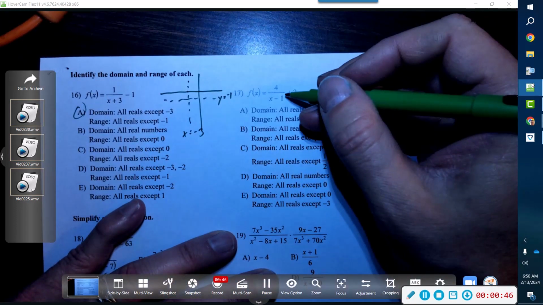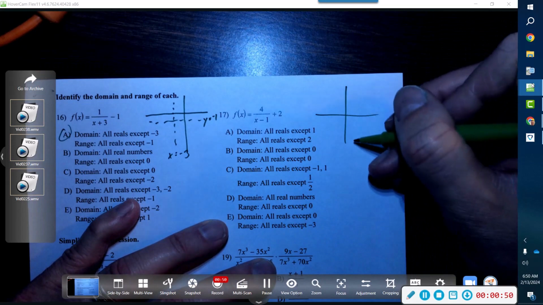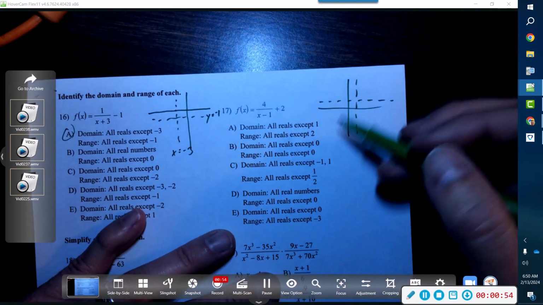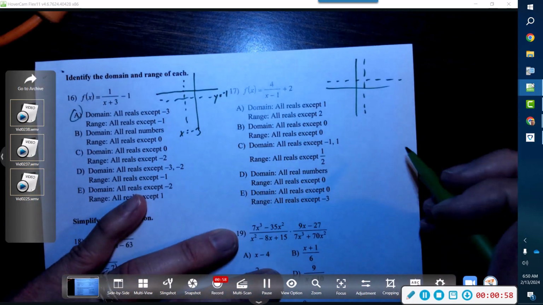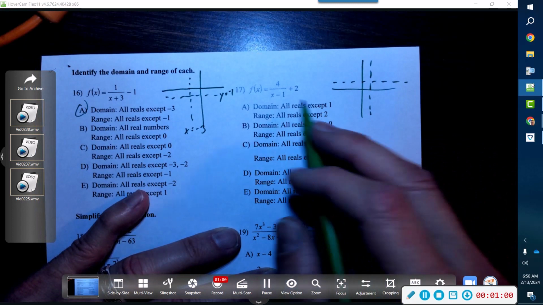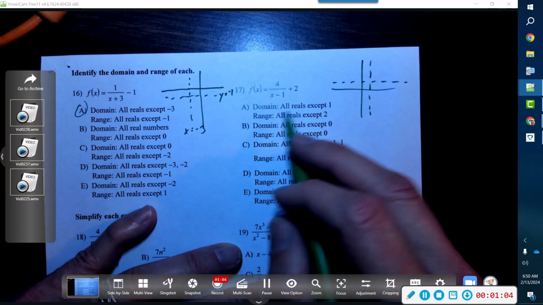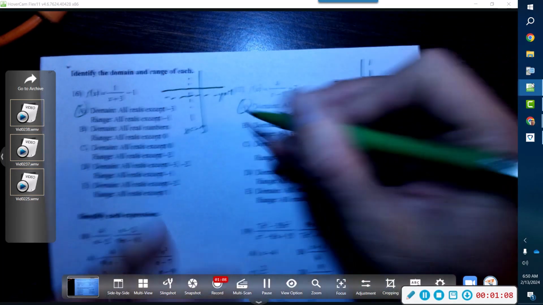And likewise with this one, if we go over to the right one and we go up 2, this means that we cannot have +1 and we cannot have +2. So domain is this guy right here. The x cannot be 1, so that's here, and the range cannot be +2, so it's got to be A.